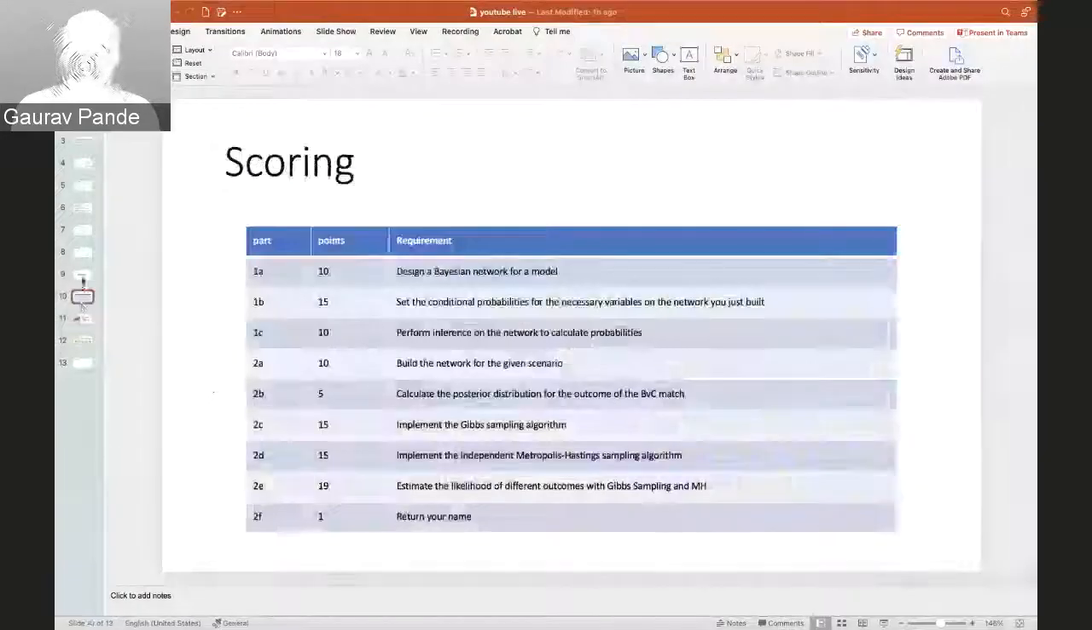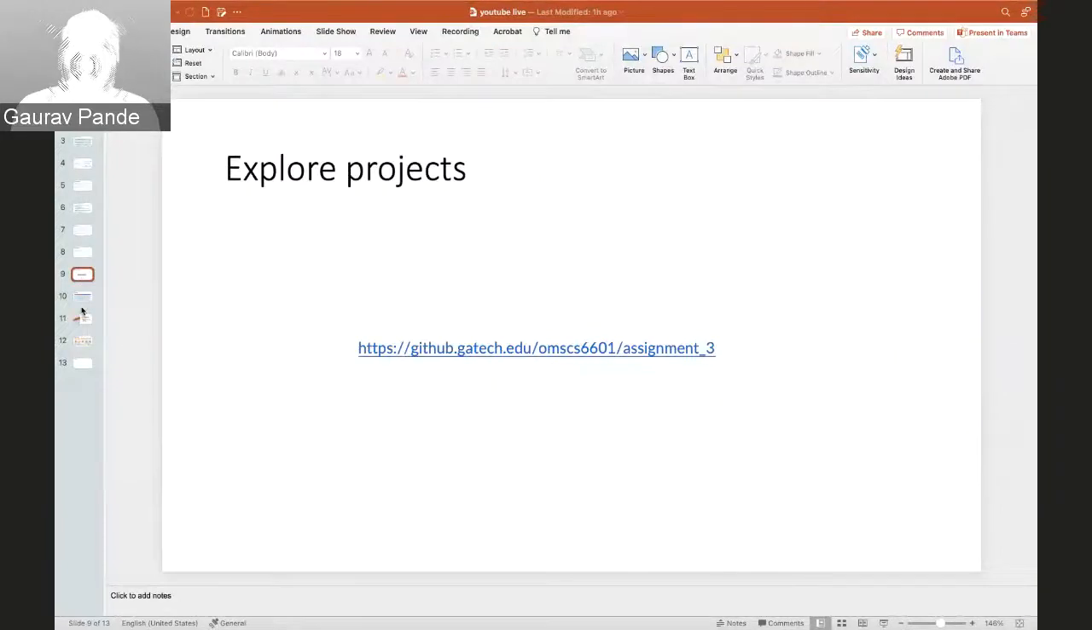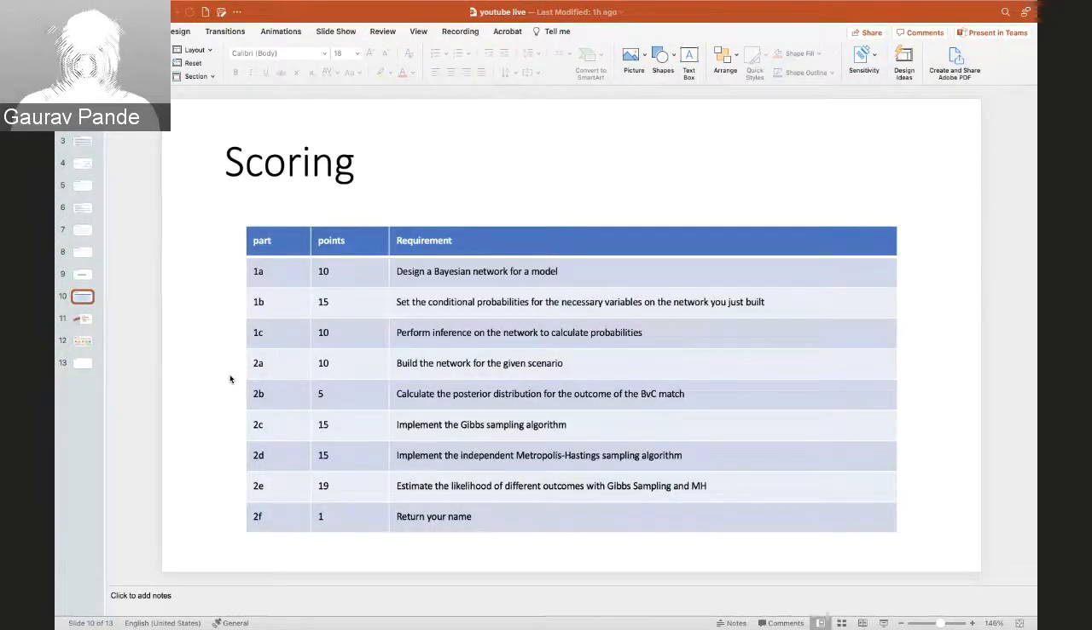That is it from the whole project point of view. The scoring is basically: first, designing the nuclear power plant Bayesian network is 10 points. Conditional probability distribution, setting the CPD values, is 15 points. I think you get the full points. I'm not sure about whether partial marking is there or not, but I believe if you implement correctly, you get the full marks there.